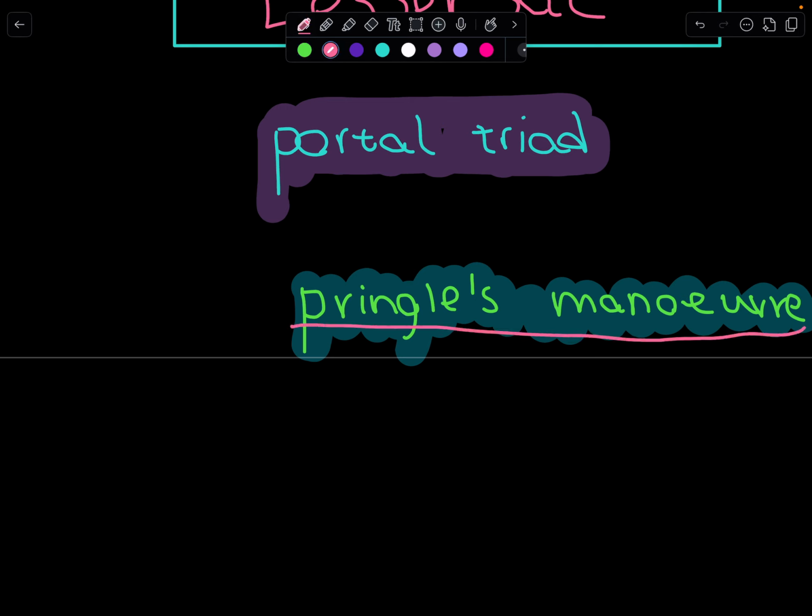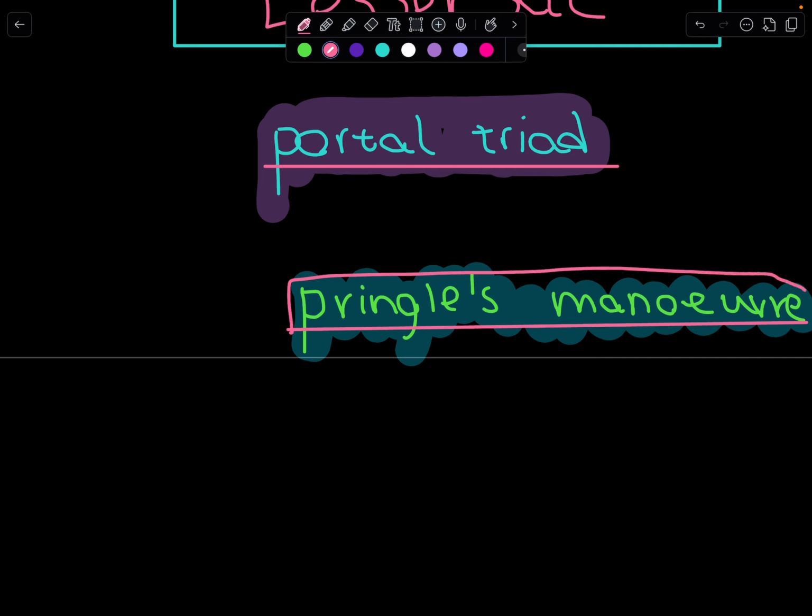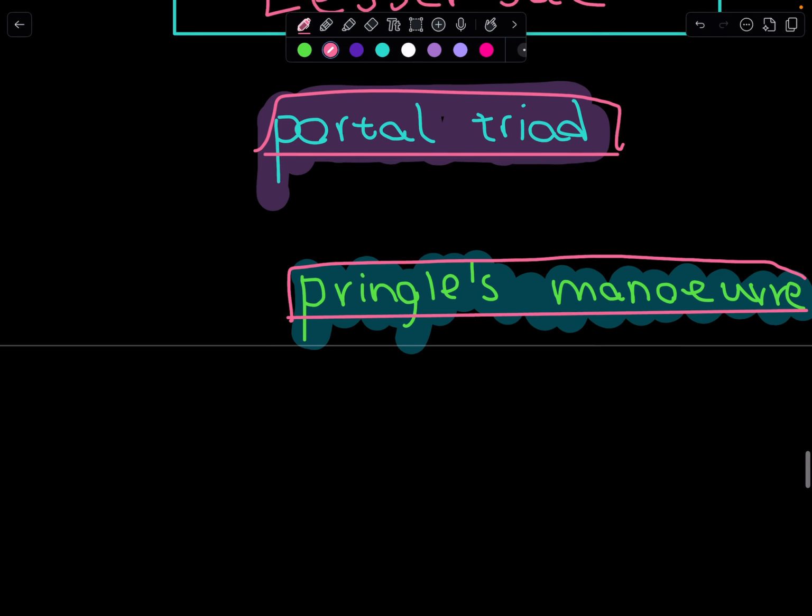The psoas sign, not Pringle's maneuver, is a clinical test for appendicitis or psoas muscle irritation. It's elicited by flexing the right hip against resistance or extending the hip while lying on the left side. Pain suggests inflammation near the psoas, like from a retrocecal appendix. Want more on liver anatomy or other clinical signs?